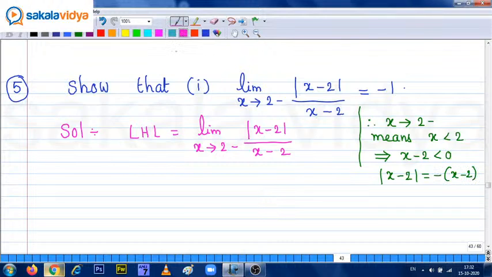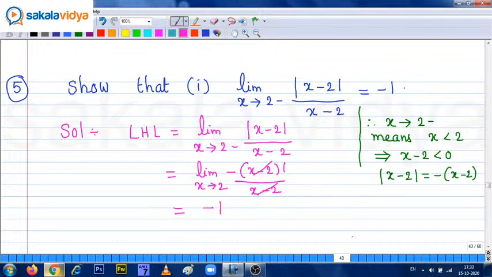So now the problem becomes limit x tends to 2. Now remove this sign, no problem. This will be minus of (x minus 2) upon (x minus 2). Both numerator and denominator are the same, but their signs are different. x minus 2 cancels with x minus 2. So the limit is minus 1. That's our answer.